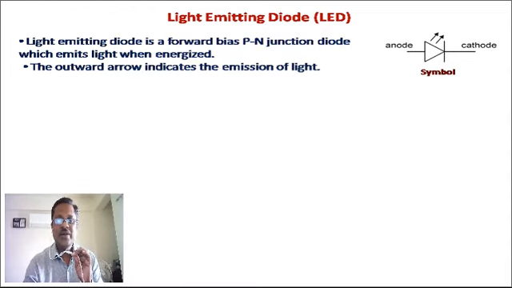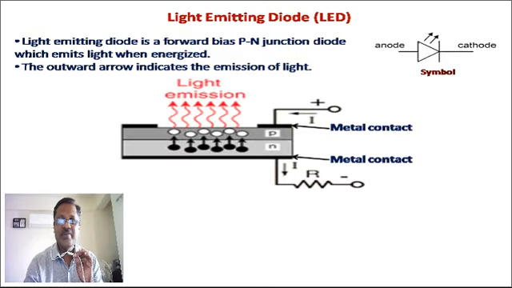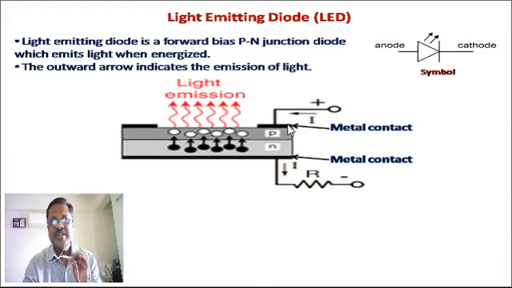Now let us look upon the construction of light emitting diode. Now this is the construction of light emitting diode. A p-type semiconductor material is deposited on the n-type semiconducting material. This is the junction formed between the two semiconducting materials. Now metal contacts are used for anode and cathode. This metal contact is used for cathode, and this metal contact is used for anode.